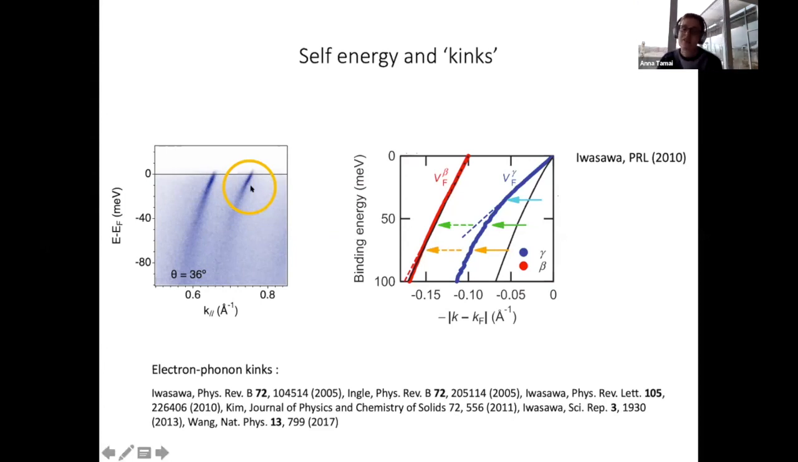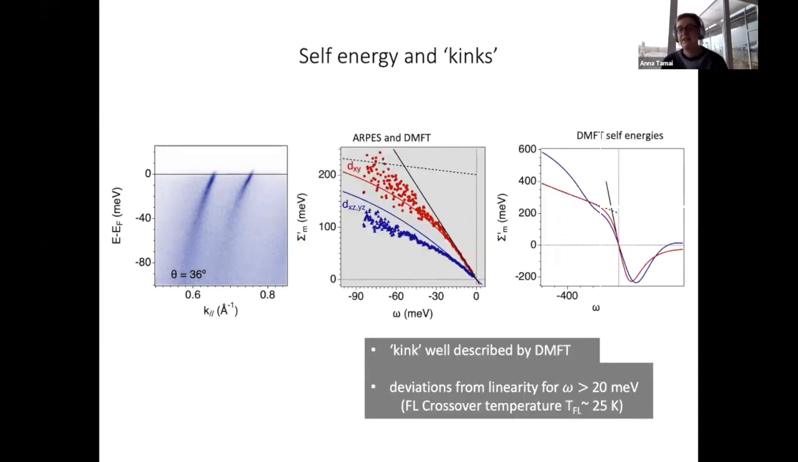So the reason for this strong frequency dependence becomes quite clear if you compare the real part of the self-energy extracted from our ARPES data with the DMFT. The DMFT finds indeed that there is a non-linear dependence of the self-energy, which comes from the frequency dependence of the electron-electron correlation. And well, on the right, there would be the DMFT shown on a much larger frequency range.